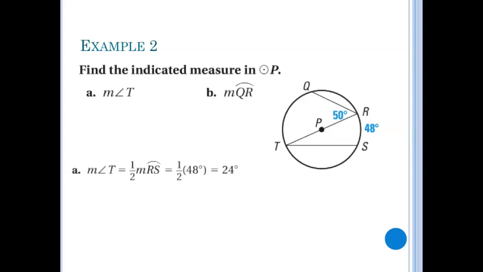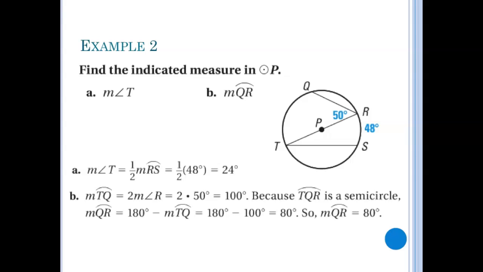Once you have that, we can also notice how TR is the diameter, which means that arc TQR must be a semicircle. Since we know the measure from T to Q is equal to 100 degrees, and we know the measure of the arc TQR is 180 degrees, we can find the measure of arc QR by subtracting 180 minus 100. So that gives us 80 degrees. So the measure of arc QR is 80 degrees.